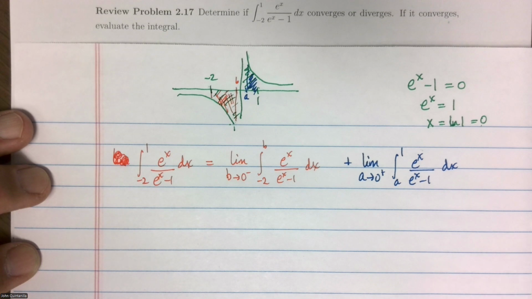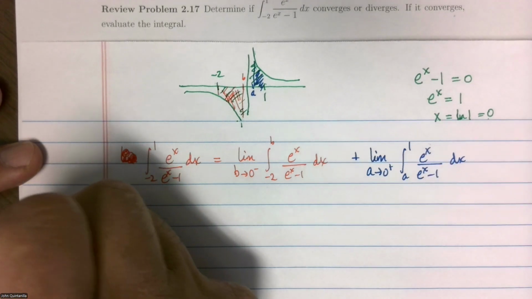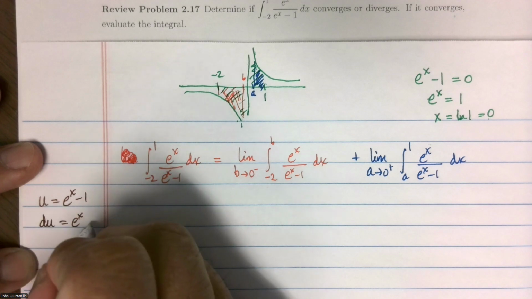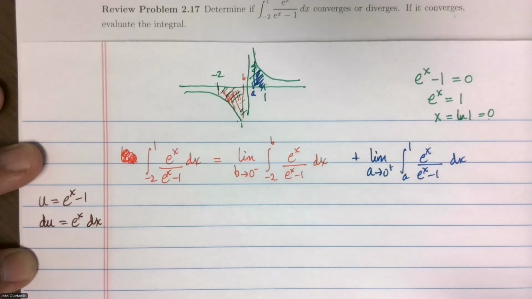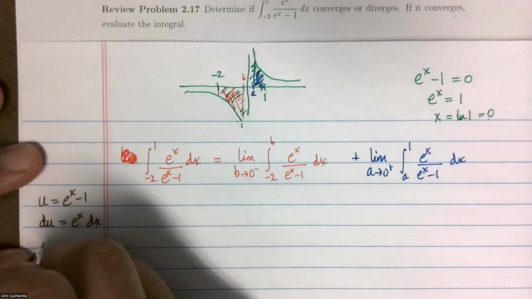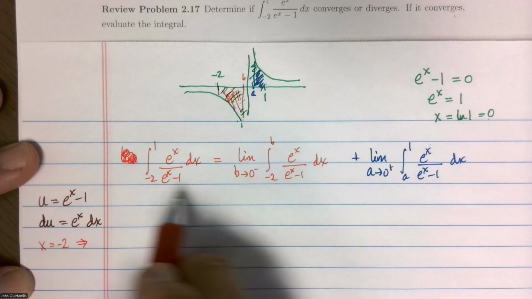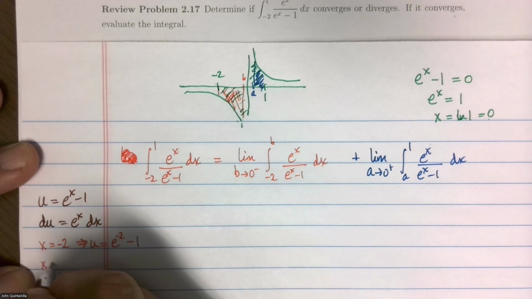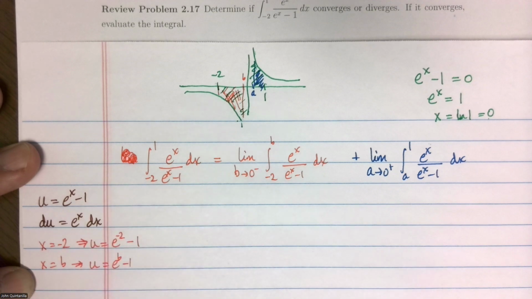Now to do both of these integrals, I will employ a u substitution, and I'll do that over on the side. I will let u be equal to e^x minus 1, so that du is equal to e^x dx. So I've got both integrals set up for this. Now the catch is that I have to worry about the endpoints, and this proves to be a bit of a mess. If x is equal to -2, then u will be equal to e^(-2) minus 1, or 1 over e squared minus 1. And if x is equal to b, then u will be equal to e^b minus 1.